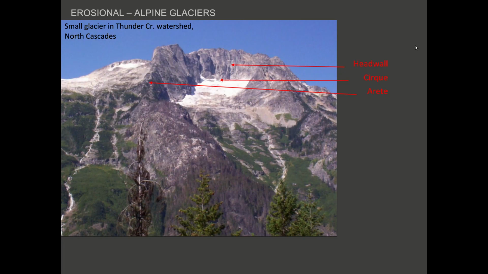Okay. Head wall, cirque, arête. Here's some pictures of arêtes here. These are both arêtes. And then this is the head wall, which is the back of the cirque. This is this bowl here.